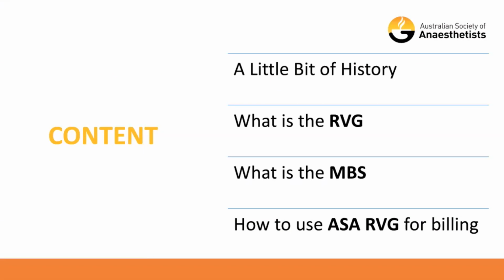So the content of this talk, first of all, just a little bit of history, then what is the RVG, what's the MBS, and how are you going to use the ASA RVG for your billing?